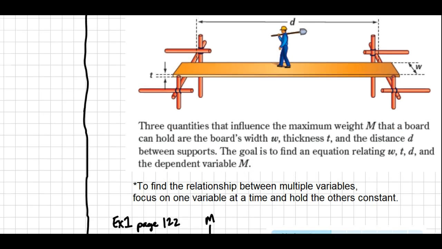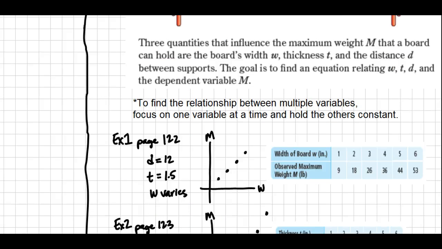So again, students' goal is to find the relationship between multiple variables, and to do so, you focus on one variable at a time while you hold the others constant. The book does this for you and then simply asks questions about the different variables. So let's take a look at just the first example in the book, pictured on page 122. Some of the information is shown here.